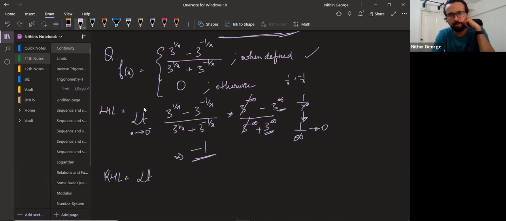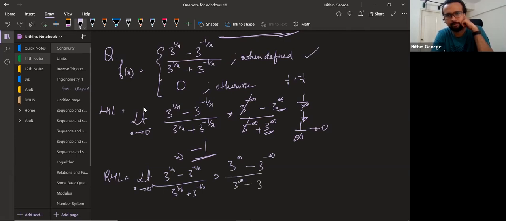So the right hand limit will be x tends to 0 plus 3 power 1 by x minus 3 power minus 1 by x by 3 power 1 by x plus 3 power minus 1 by x, which will become 3 power infinity minus 3 power minus infinity by 3 power infinity plus 3 power minus infinity. Now 3 power minus infinity we learned would be 1 by 3 power infinity, which will tend to 0. Okay, this will go off. And then I'll get 1 as my RHL. LHL is minus 1, RHL is 1. Limit does not exist, it cannot be continuous. Got this?